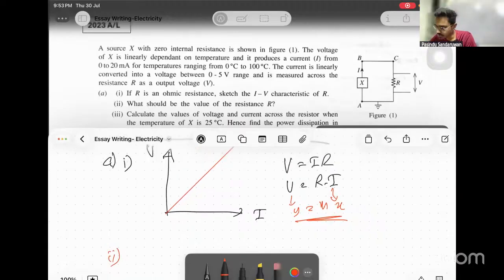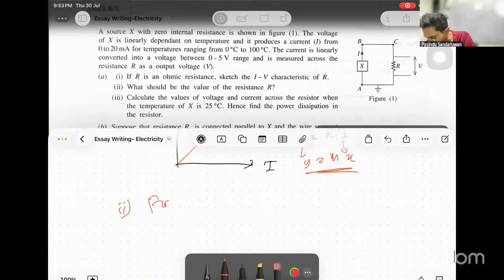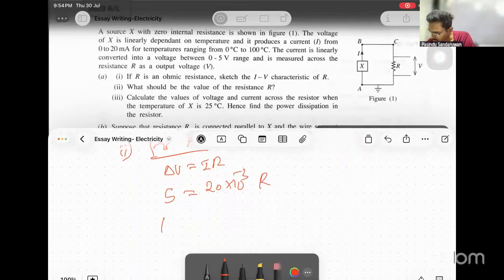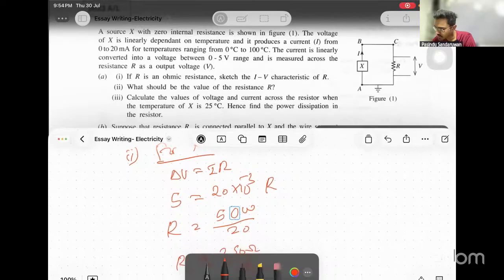Second one. What should be the value of the resistance R? Okay, the maximum current that is going to flow is 20 milliamperes, and the maximum voltage is 5 volts. Then for R, delta V equals IR. Delta V is 5, maximum current is 20 times 10 to the minus 3, times R. Then R equals 5000 over 20, which is 250 ohms. R equals 250 ohms.